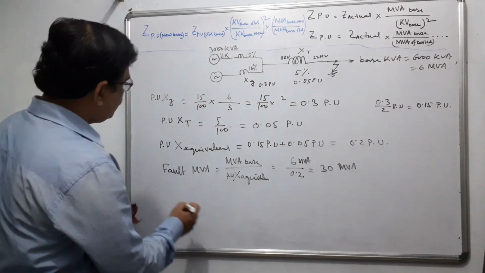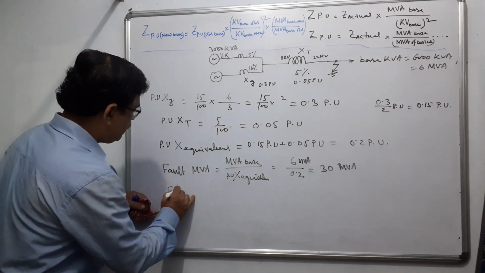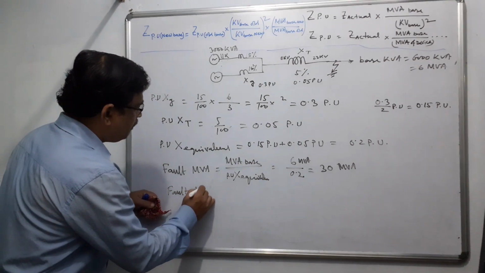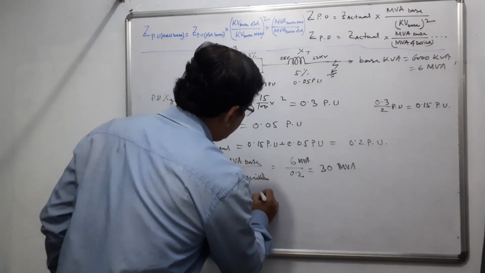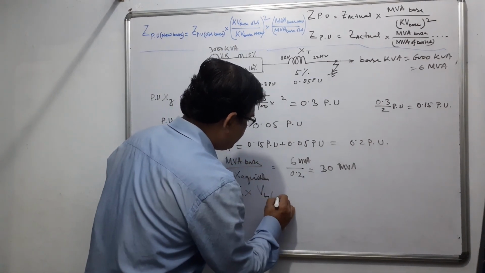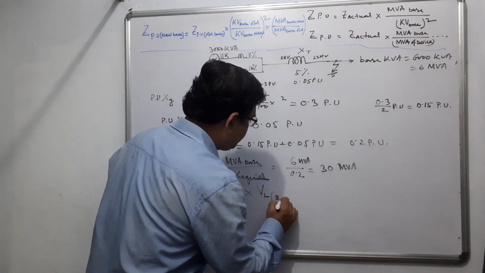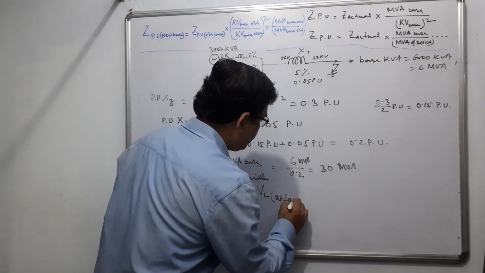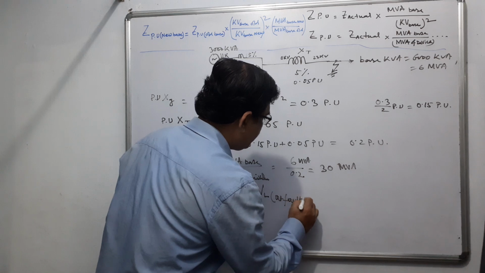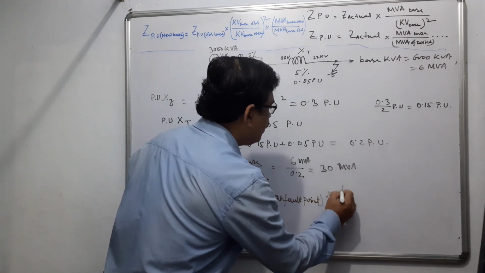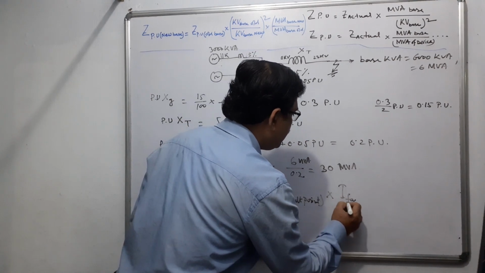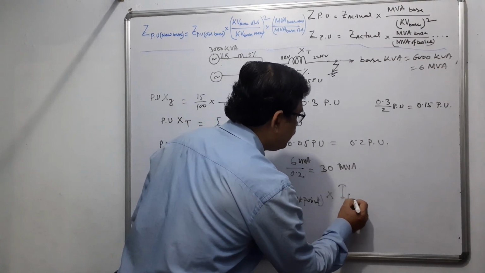And what do we know? Fault MVA equals √3 into V line at the fault point into I line fault.